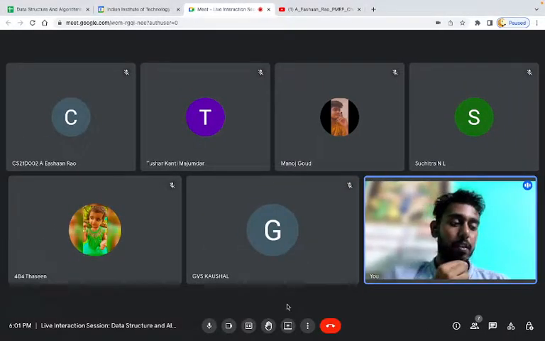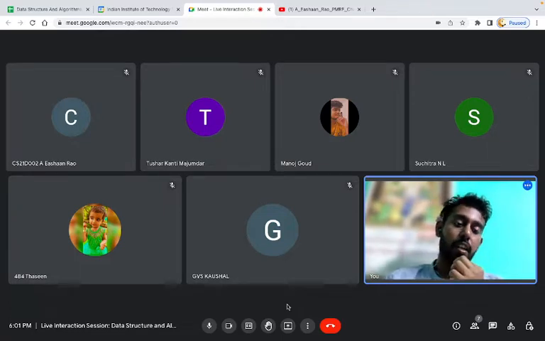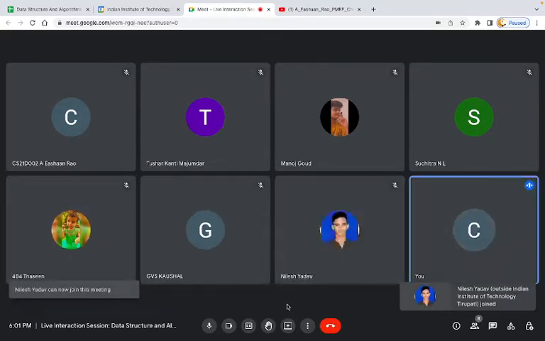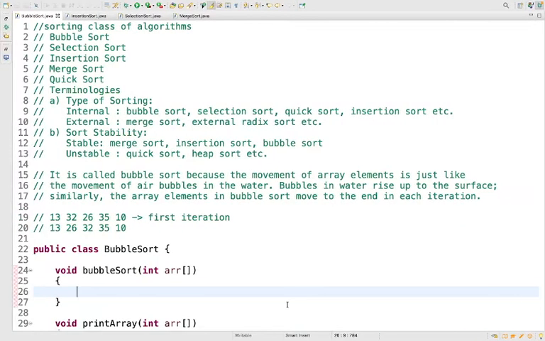Okay, so welcome all. This is the 10th session for data structures and algorithms in Java. In this session, we are going to talk about the sorting algorithms, why they are important, and we are going to see the implementation of them in Java. And we will discuss the good aspects and the bad aspects of the algorithms. So let's start with it.